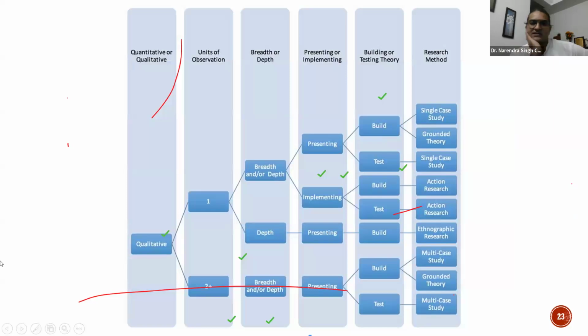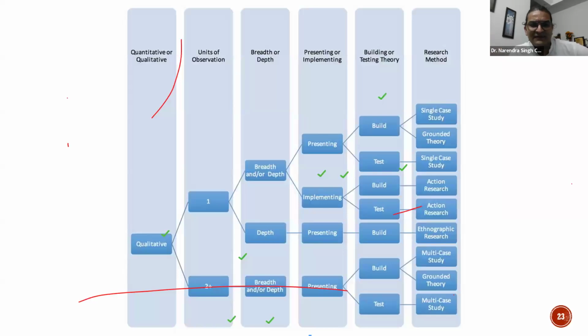Now, could you see this? Qualitative, unit of observation, 1 or 2 plus. Do I want to go for breadth or depth, presenting, building? So what do I want to do? Qualitative or quantitative. When I have to decide the unit of observation, how many, breadth or depth I want to study, presenting or implementing, building or testing theory, and the research method that could be used.